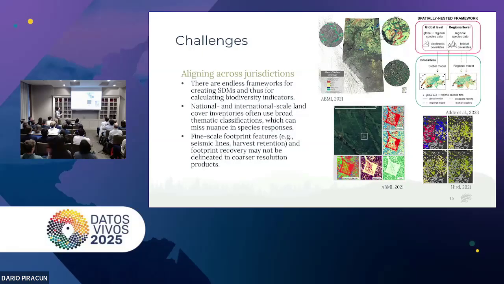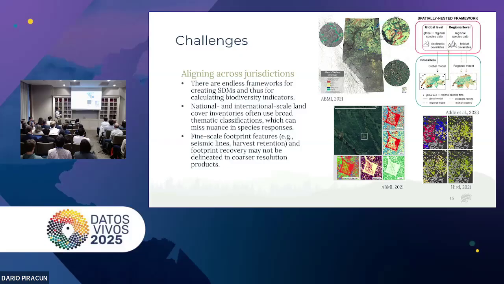I think this starts to highlight some of the challenges that many other people have talked about: alignment across jurisdictions is hard. I have seen countless frameworks at this conference so far on how to develop SDMs. And again, there's always going to be nuance in the data that's available to you. Are you using presence-only data? Do you have presence-absence? Is it density models?